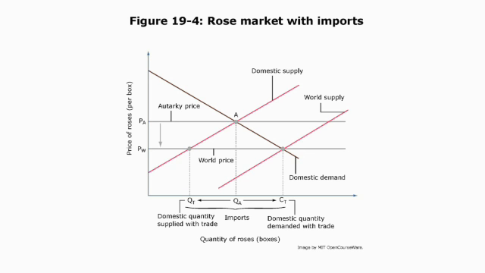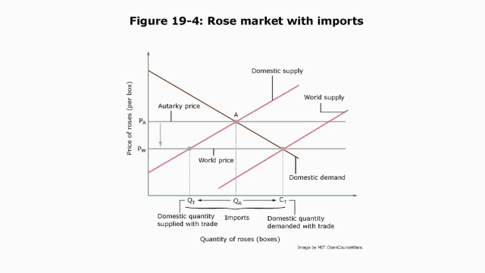But US consumption rises from Q sub A to C sub T. The difference is imports. Production falls from Q sub A to Q sub T. Consumption rises from Q sub A to C sub T. The difference is imports. And that's what happens when we allow Colombia to send us roses.